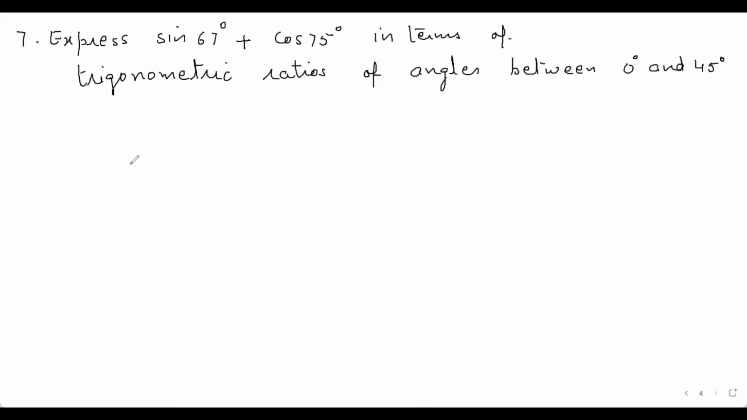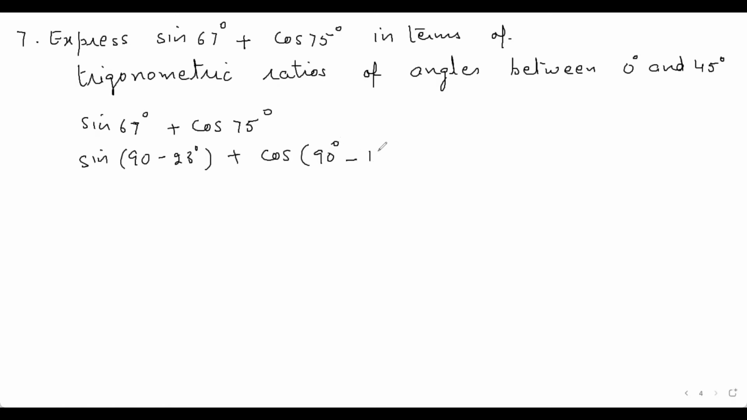Now the seventh sum. Express sine 67 degree plus cos 75 degree in terms of trigonometric ratios of angles between 0 degree and 45 degree. Now this is sine 67 degree plus cos 75 degree. This thing can be written as sine 90 minus 23 degree plus cos 90 degree minus 15 degree.